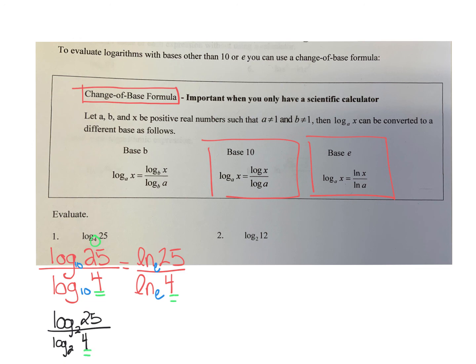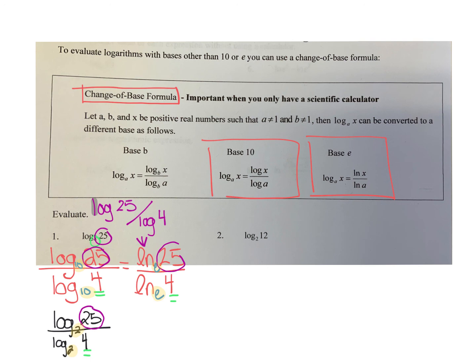and the number on the top is always in the same place on the top. And every time, the base, top and bottom, was the same. But if you can type any of those in your calculator, you'll get the same thing. With your calculator, you're probably going to type log 25 over log of 4, or maybe the ln version.